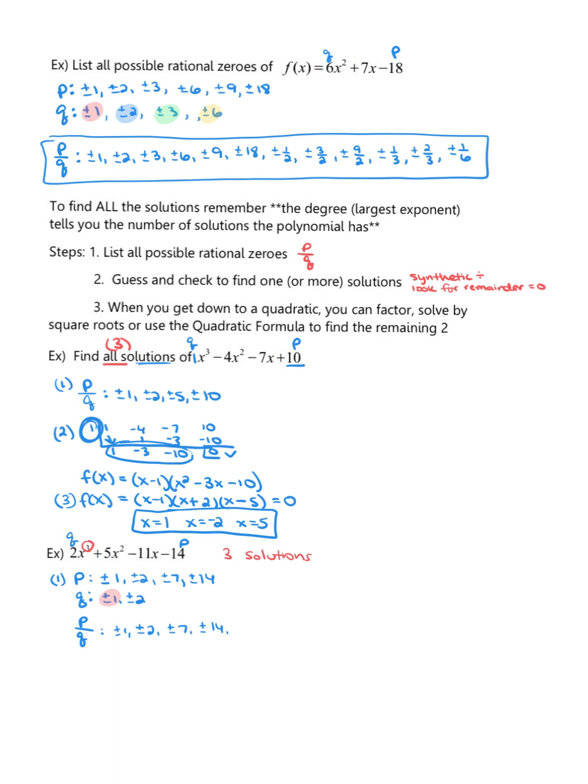Now move on to your next Q, 2. So all of your P's over 2. 1 over 2, 2 over 2 is 1, 7 over 2, 14 over 2 is 7. All right, so we can guess and check anything from this list.